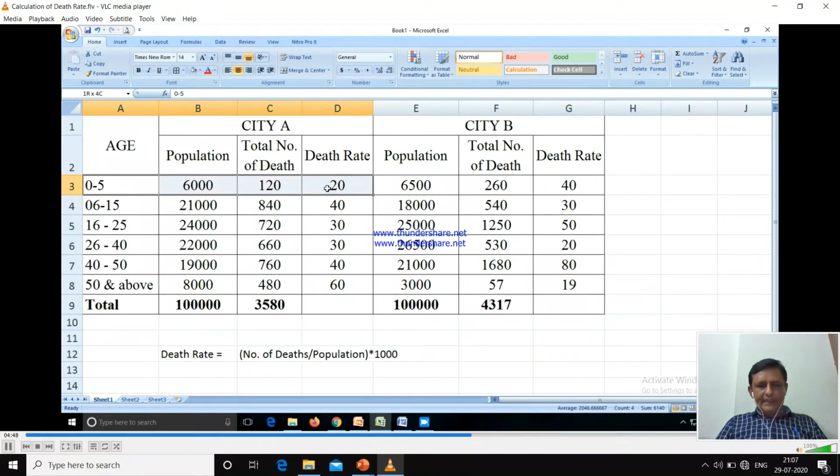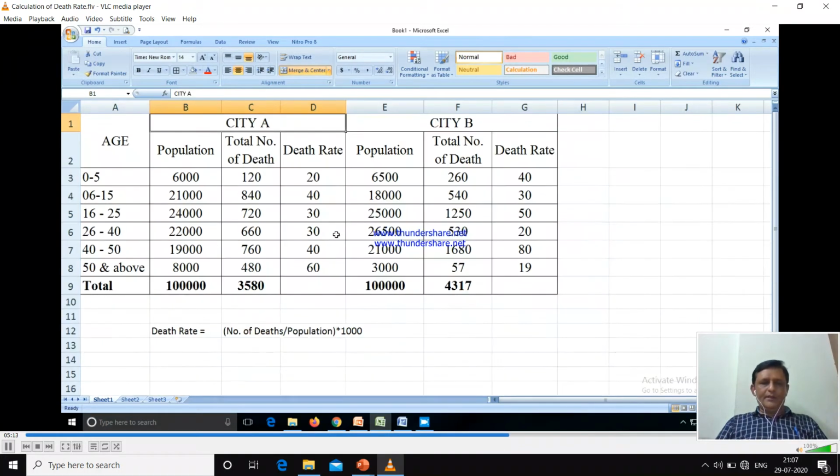Now separately, let me check the age group 0 to 5, death rate is 20. For 6 to 15, here we get 40, for 16 to 25 it is 30, the next is 30, 40 to 50 is 40, and in the last age group, here we get 60. You can accordingly check for the second city, city B: 6 to 15 is 30, 16 to 25 is 50, and so on.